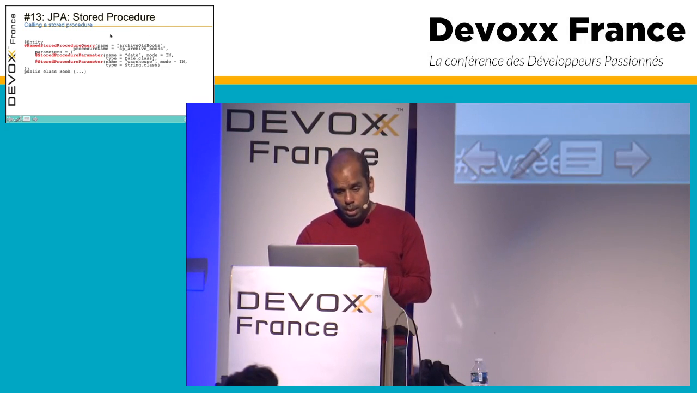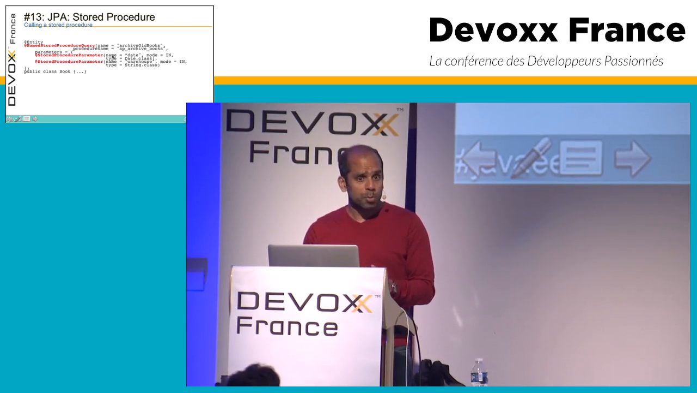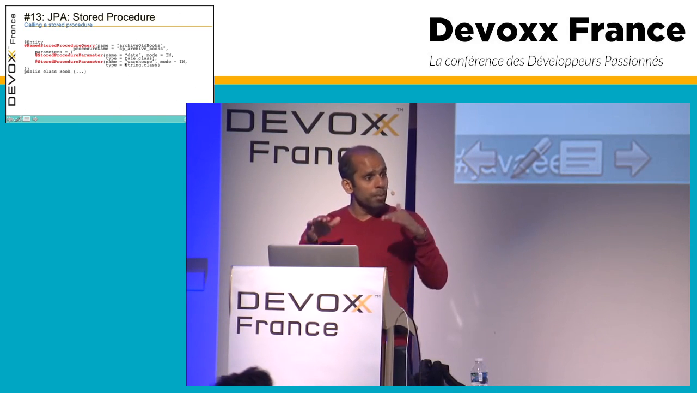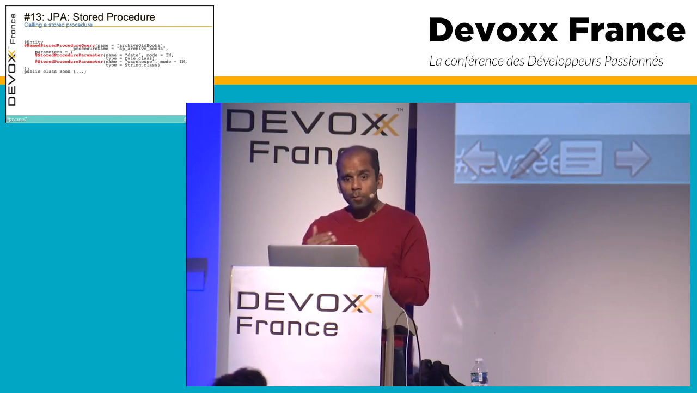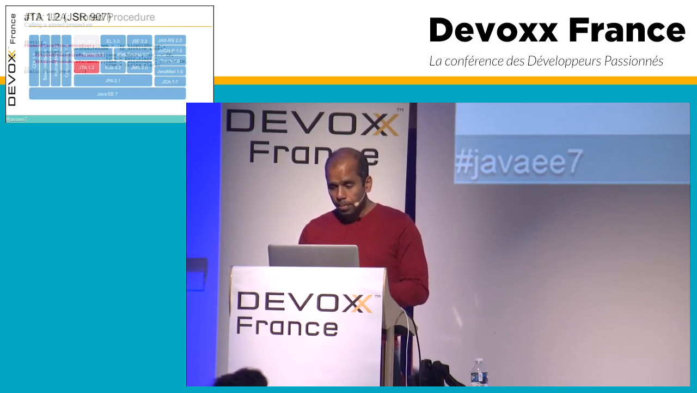So here in this case, I can say my named stored procedure query. This is the actual stored procedure, SP archive books, which is defined in the database, and this is my symbolic name. Now, stored procedures have in, out, and in-out parameters. All of those can be defined over here, so you can do the full interaction with stored procedures.